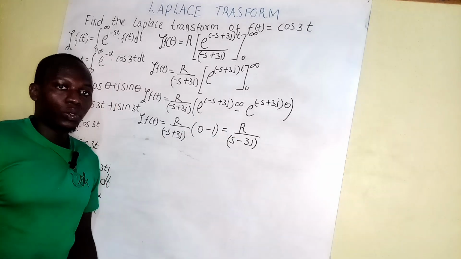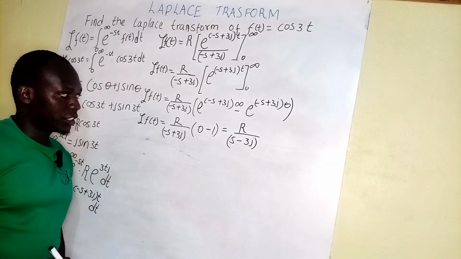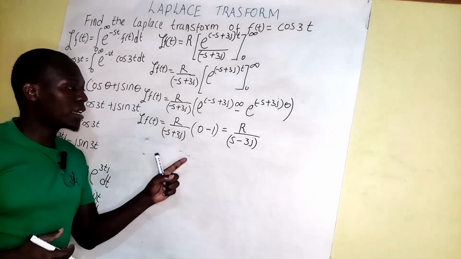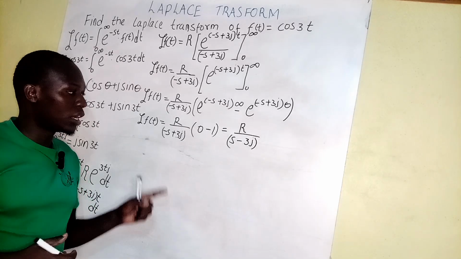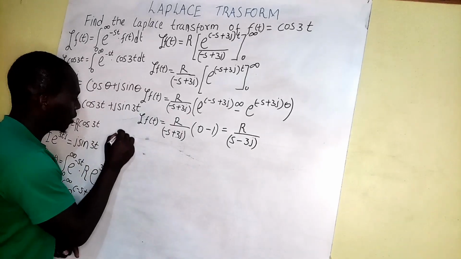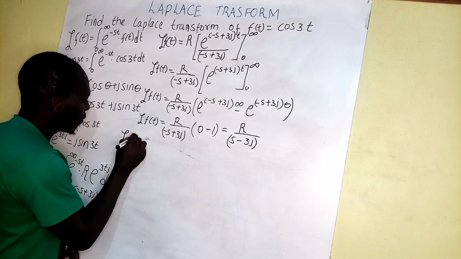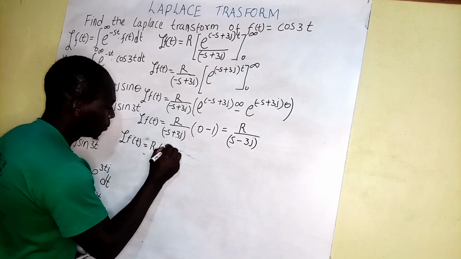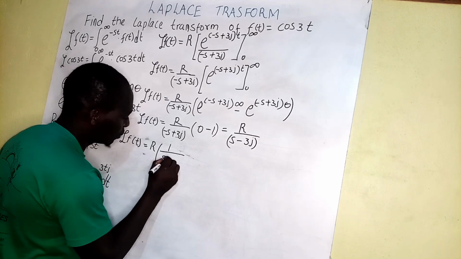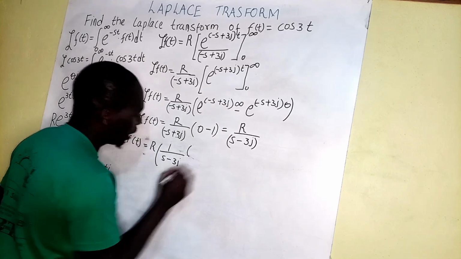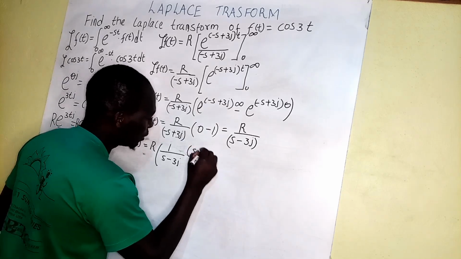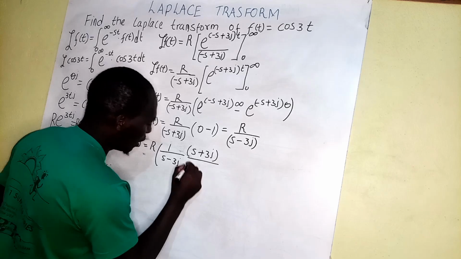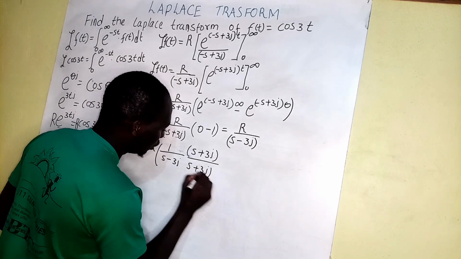Now, at this point, we need to separate the real function and the imaginary function. For us to have the real function and the imaginary function, we must do rationalization. By rationalization, the Laplace transform of our function f of t is going to be equal to R into 1 all over s minus 3j, and we multiply by s plus 3j, all over s plus 3j.